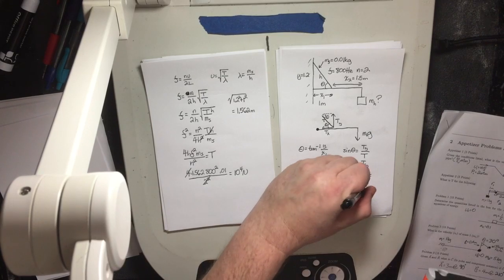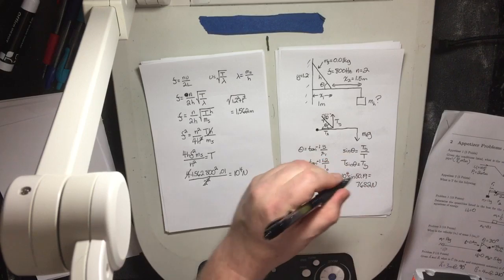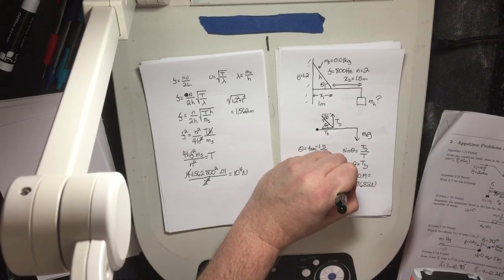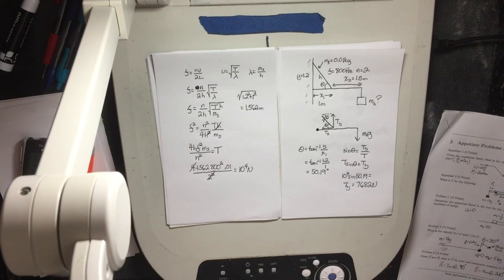And I get 7682 newtons. And that is Ty. So the first real problem, and this is the reason why hybrid problems are a little bit interesting, or as the MCATs call them, passage problems. They give you multiple problems in a row.